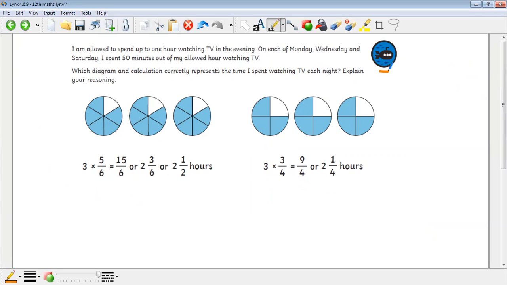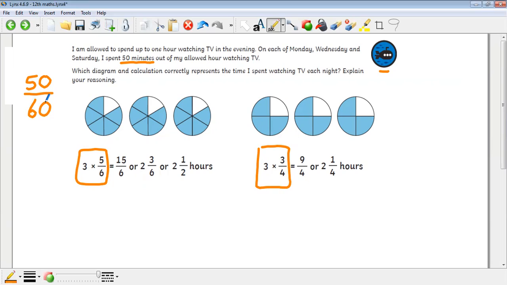Okay, so this one over here says that is 3 lots of 5/6. That's basically what they're saying. This one is saying it's 3 lots of 3/4. So we're really trying to find out this 50 minutes. That would be 50 out of an hour. And an hour is worth 60 minutes. So we know if we simplify this down, I could divide both of these by 10, and we would get 5/6.